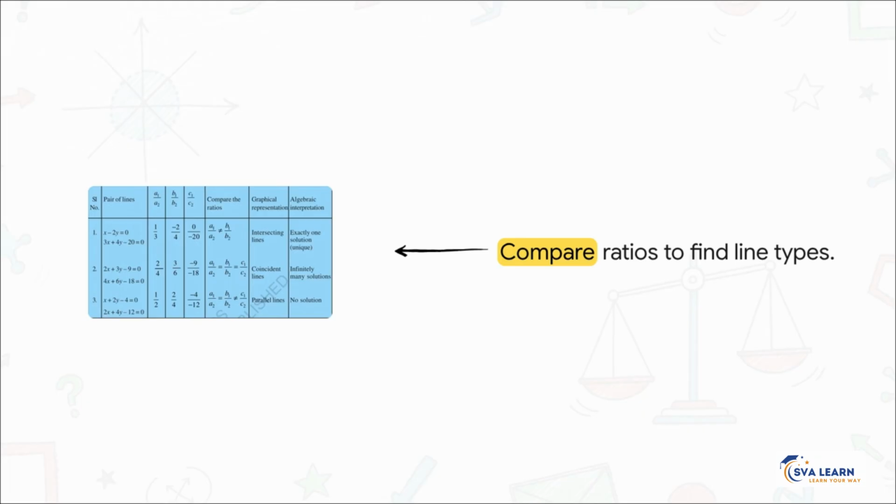of these lines. If the ratio of a1 over a2 is not equal to b1 over b2, we have intersecting lines. That means exactly one unique solution. Now, if all three ratios match up perfectly, the lines are coincident. They're sitting directly on top of each other, giving us infinitely many solutions. And what if the first two match, but that third one doesn't? Parallel lines. No solution at all. This quick little check is a lifesaver because it saves us from doing a ton of unnecessary math.